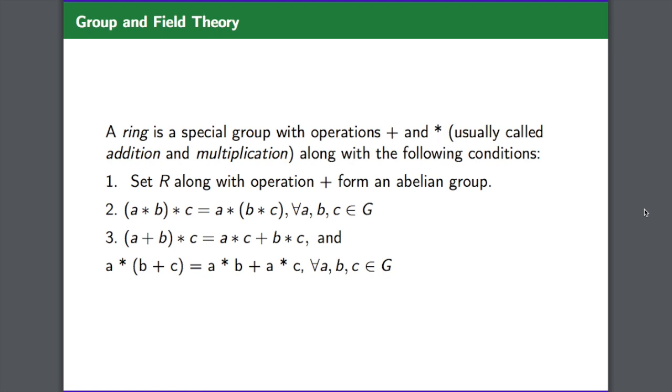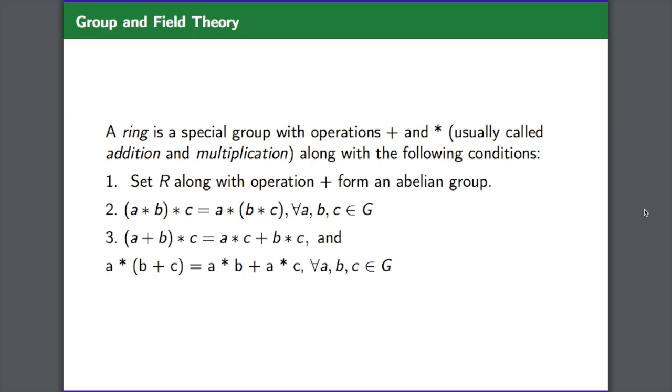And we also want to define a ring. A ring is basically just a special kind of group, and it has two operations. We usually call them addition and multiplication. And it also has some conditions. So the set R along with addition have to form an abelian group or a commutative group. We also have to have associativity with multiplication. We also need distribution properties.